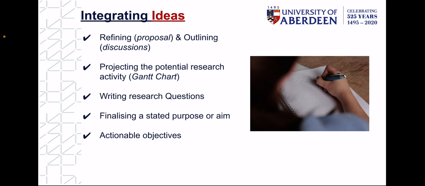Then a Gantt chart actually helps you spell out the timeline, projecting the potential research activities, what you would undertake, how long it's going to take, right? What are the stages that have to be achieved? You must always have research questions. I will do that in the next session. Then you finalize your purpose and you must have actionable objectives.